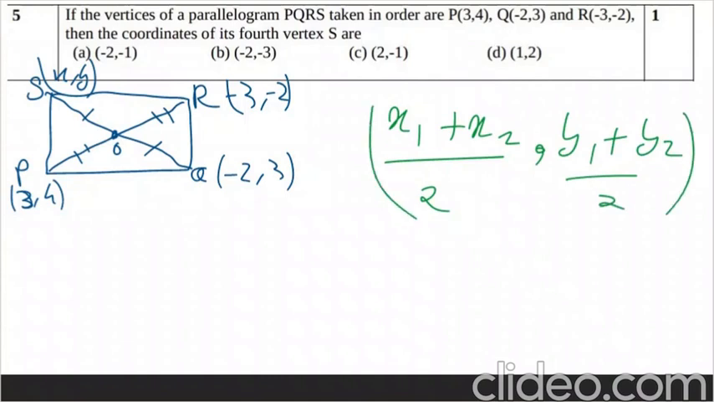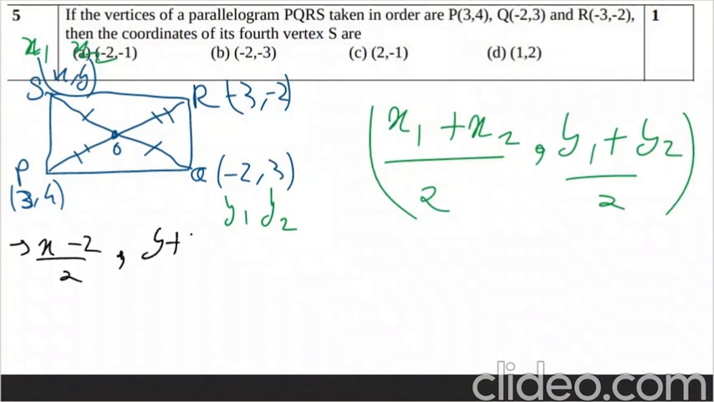Let's take x1 and you can take the opposite from, so it's fine, no problem. We can take, for example, S is x1 and this is x2, and then next one, let's say this is y1 and y2, because they're the common joining points. Now let me change the color of the pen. Now what we will get next is, putting the values, x1 is x minus 2 by 2, comma, y plus 3 by 2.